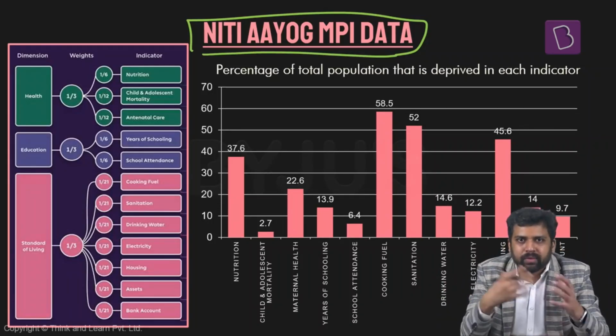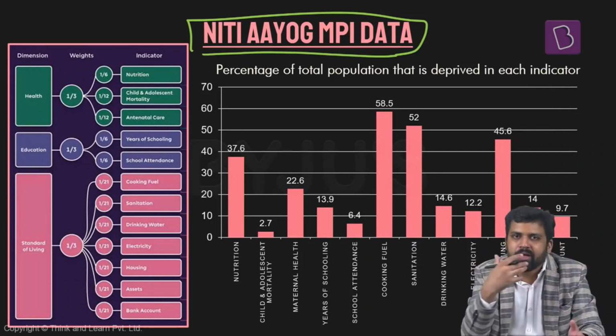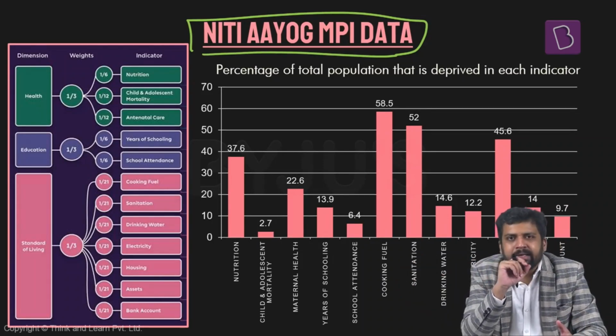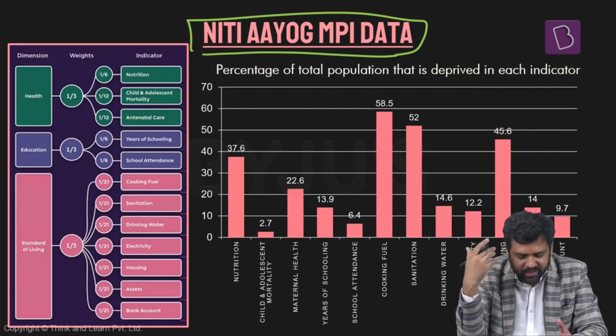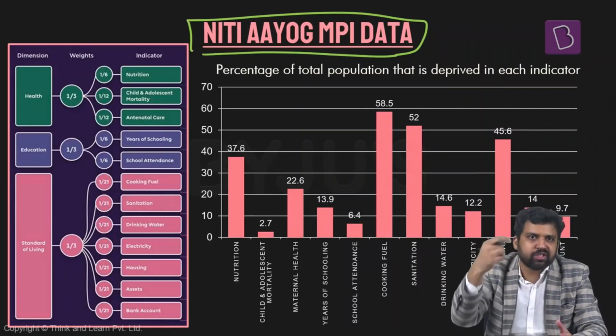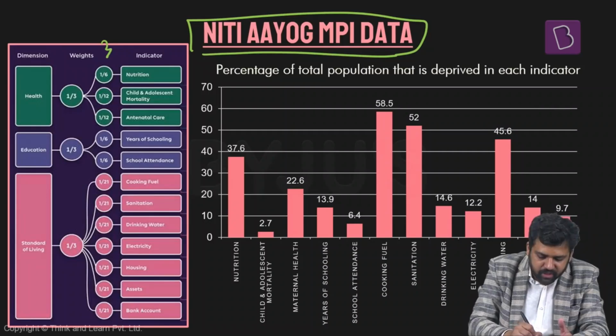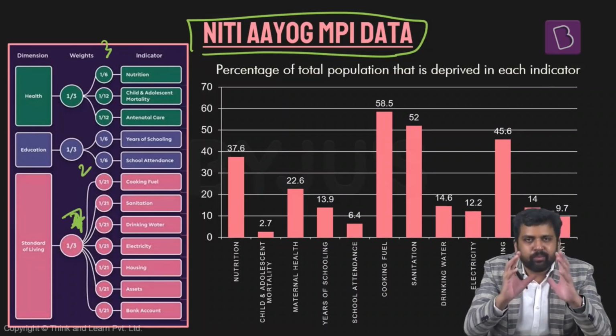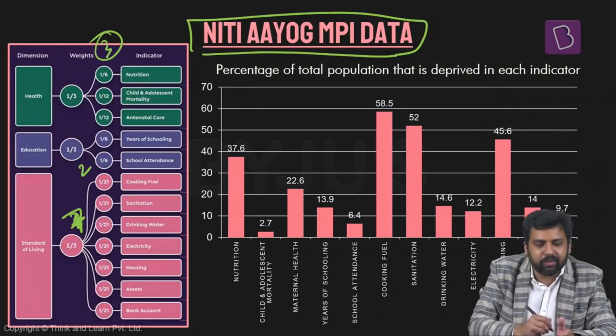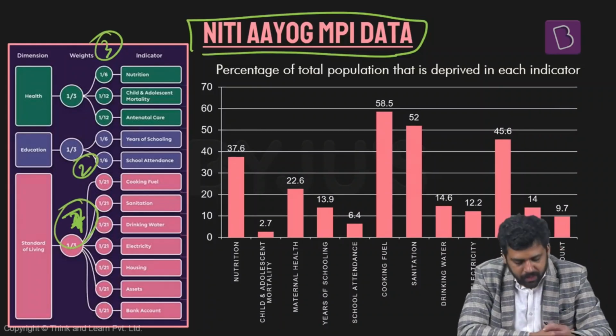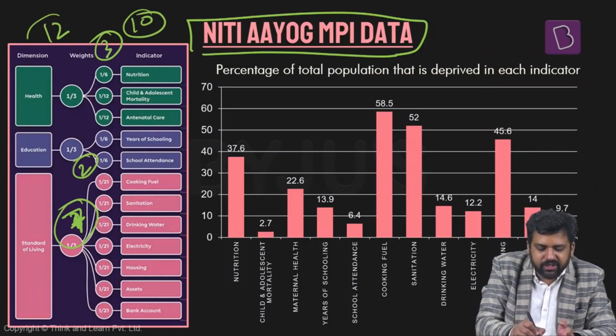Apart from the global MPI data, we also have national MPI data. This is something Niti Aayog has come up with along with those who initiated the multi-dimensional poverty index. But what is different is the methodology. If you look at the global MPI, there are 3 dimensions: health, education, standard of living. Health has 2 indicators, education has 2, and standard of living has 6. But the national MPI has more. It has 3 plus 2 plus 7. There are 3 broader dimensions: health, education, and standard of living. Within health they have 3 indicators, within education 4, and within standard of living 7. So 12 indicators as compared to 10 in the global multi-dimensional poverty index.